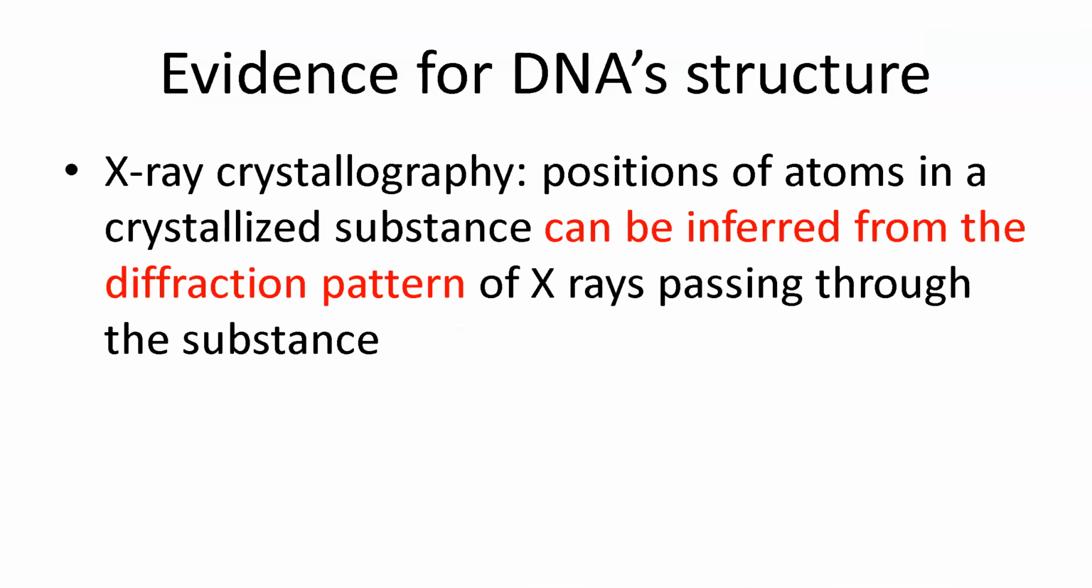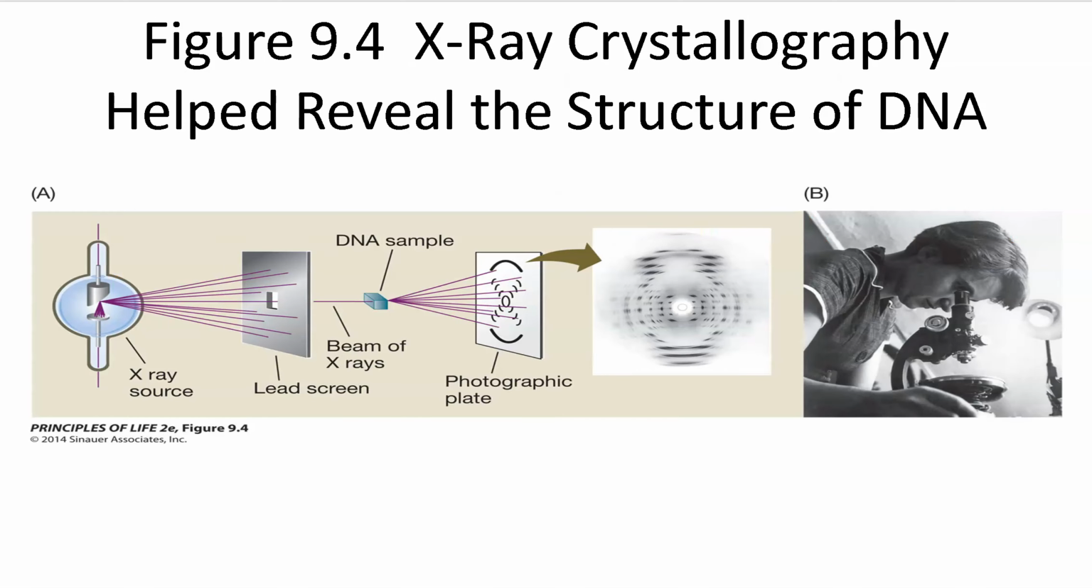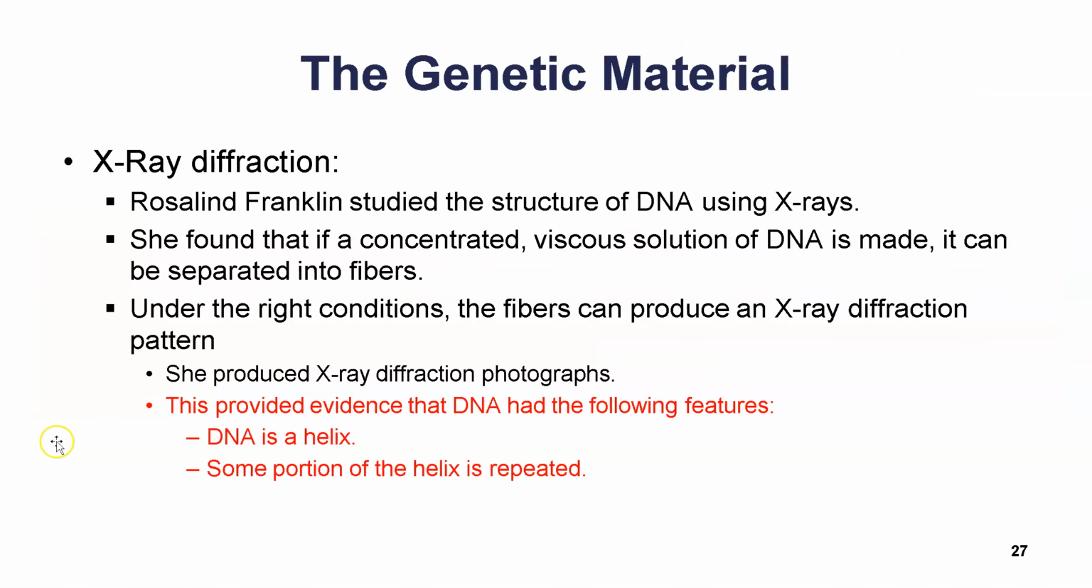And then we started getting into building the model of DNA. X-ray crystallography had a huge role in this. Positions of atoms can be inferred from the diffraction pattern of X-rays. And so here's where we get to Rosalind Franklin. Rosalind Franklin, of course, there's photograph 51. And she is a hero in the world of biology. She studied the structure of DNA using X-rays.